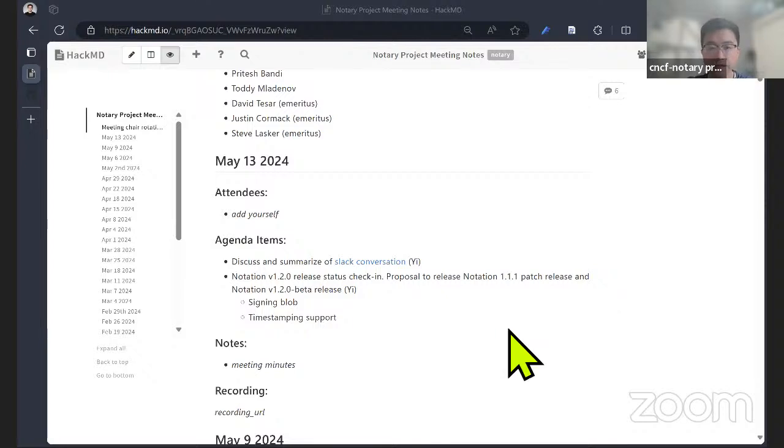Okay, I think we can get started. There could be more people joining, but let's start. Today's agenda, I prepared two topics. One is to continue to discuss the comments that Pritesh shared in the Slack channel, and also Shui provided the feedback. Let's try to summarize this in this meeting.